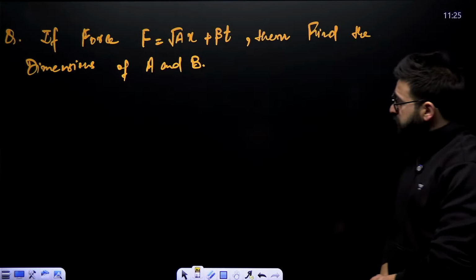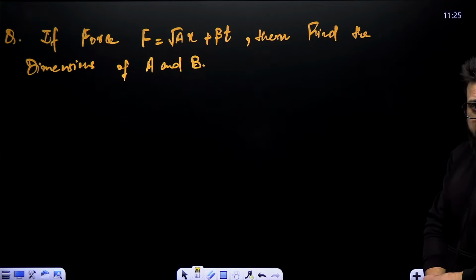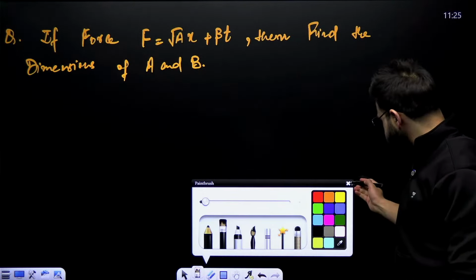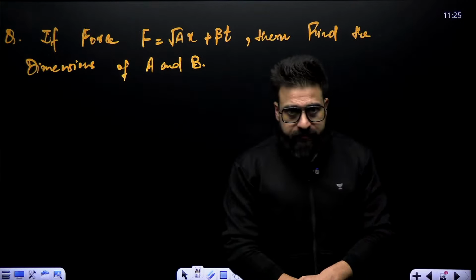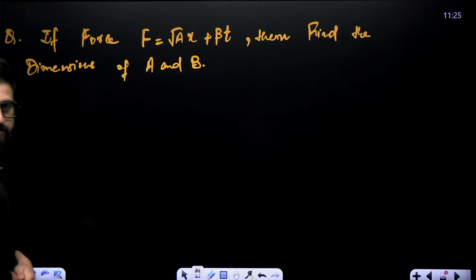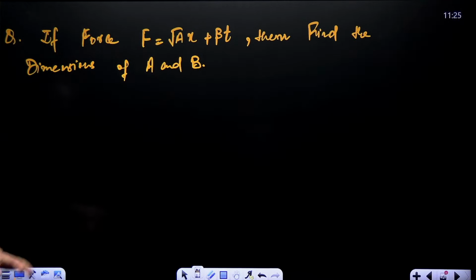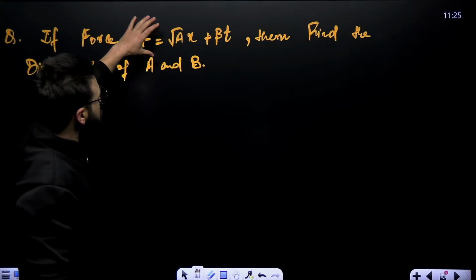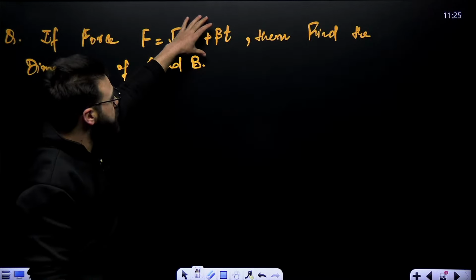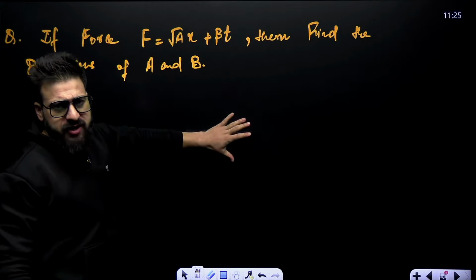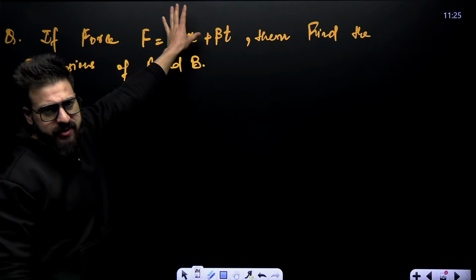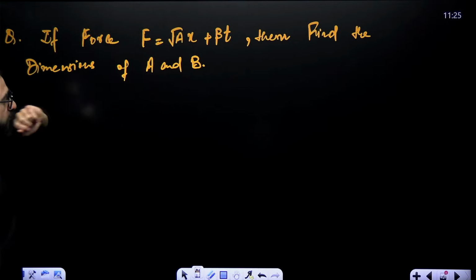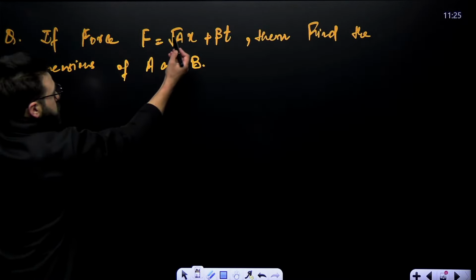Now guys, tell me the answer of this particular question. If force F is equal to A root X plus B T, I'll just show you the approach. Then find the dimensions of A and B. You have to find the dimensions of A and B.